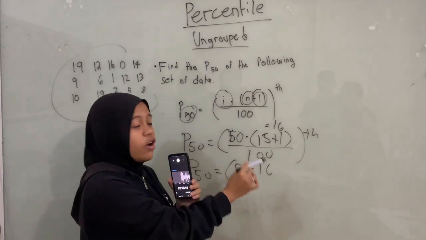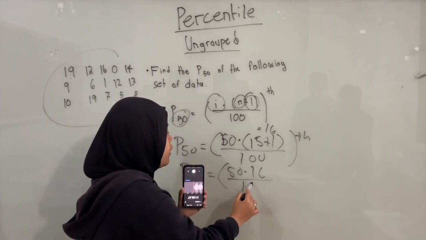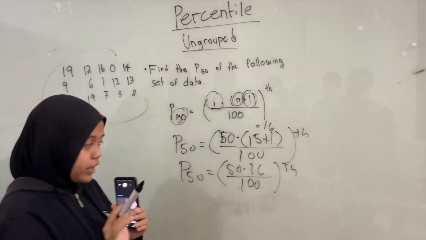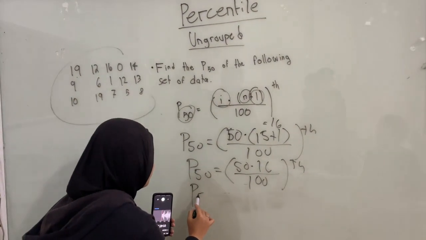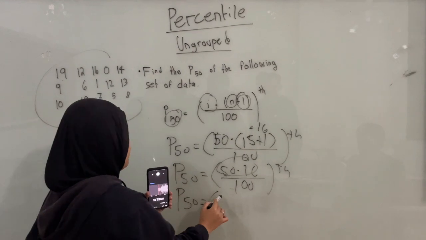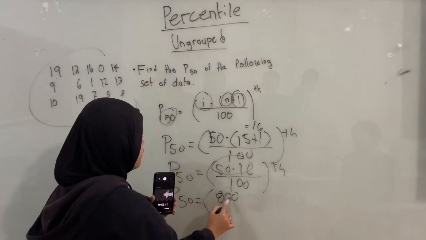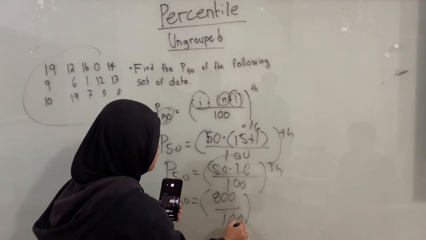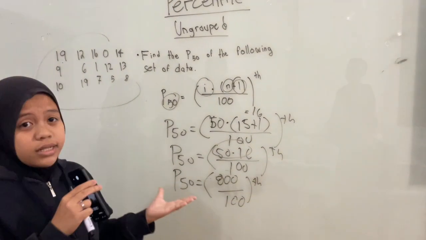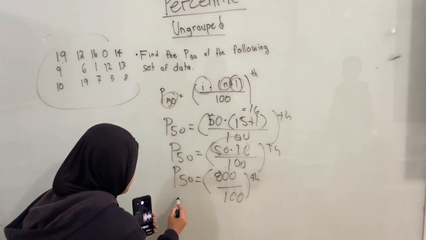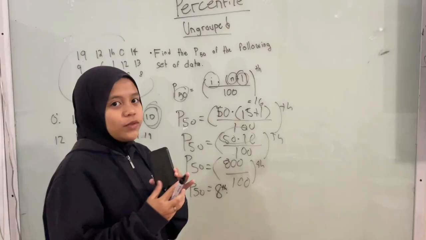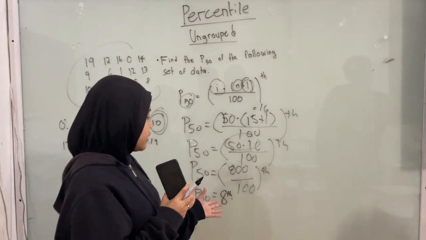Diba kaya pinag-plus natin yung 15 plus 1. Bale, 50 times 16 is equals to 800. Yes, 800. Then, isulat na naman natin yung 800, yung result ng times natin. Bale, 800 divide 100. Ilan nga bang 800 divide 100? 800 divide 100 is 8. So, bale, ang hinahanap natin is pang 8 yung P50.